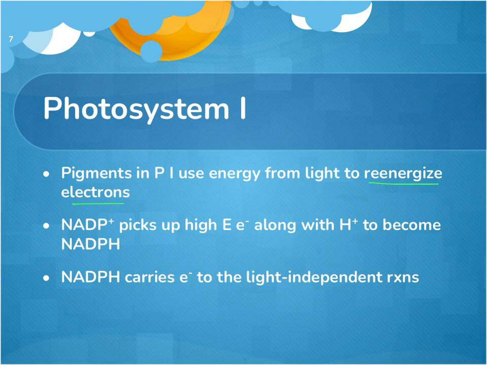When the electrons are re-energized, they're picked up by a molecule called NADP+, and it collects electrons plus hydrogen ions, and it becomes a new molecule called NADPH. NADPH carries the electrons to the light-independent reactions. So it's a way of transferring energy from the light-dependent reactions to the light-independent reactions.